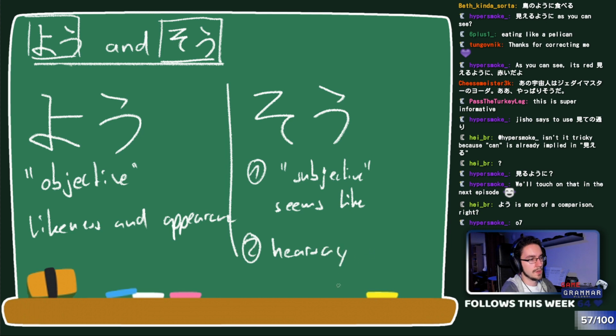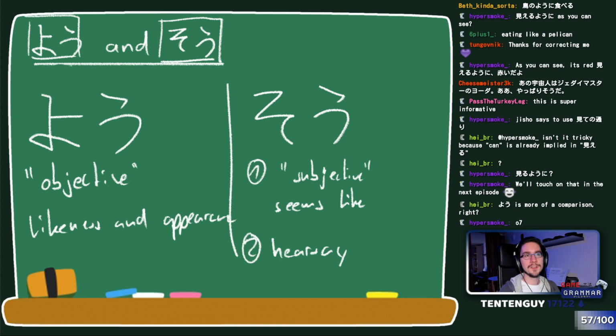Hearsay. Okay? For hearsay, you do not really conjugate at all. You just add it right after the verb or right after the i-adjective. So instead of 降りそうです, it would be 雨が降るそうです. Now note this difference, right? I can give you a really cool comparison here.